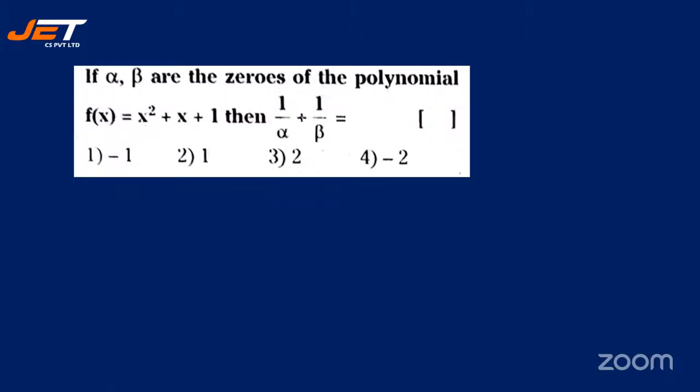If alpha comma beta are the zeros of the polynomial f of x is equal to x squared plus x plus 1, then 1 by alpha plus 1 by beta is equal to dash.